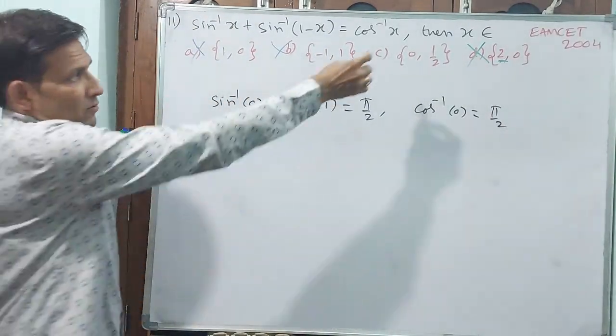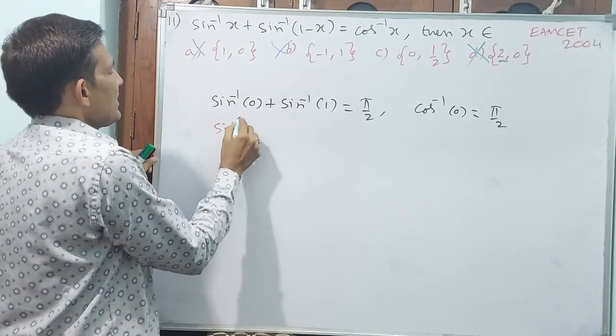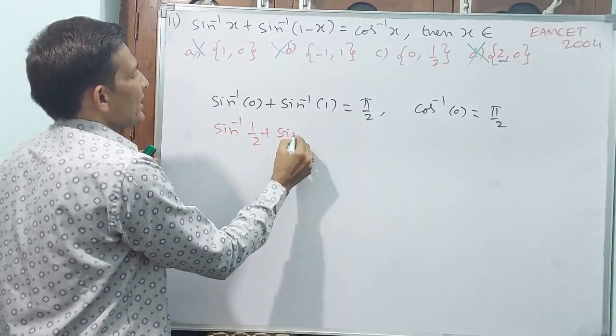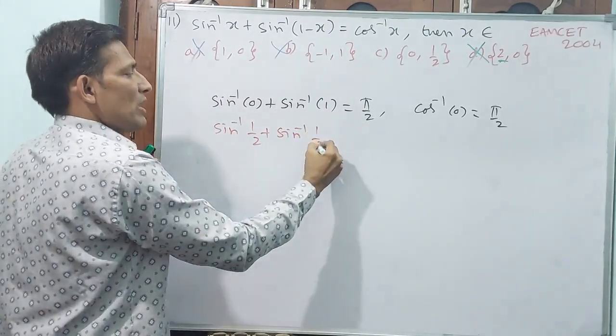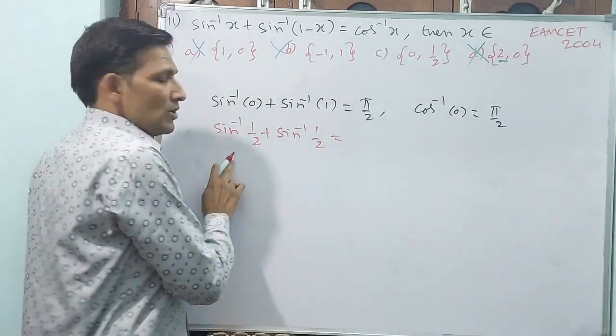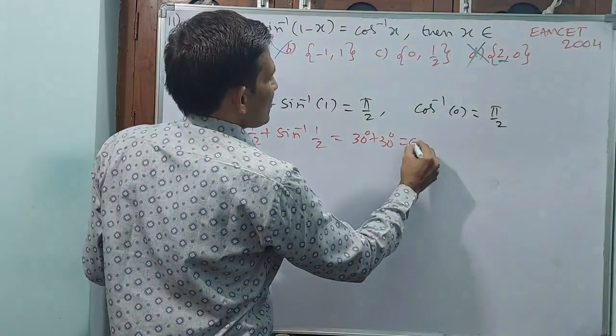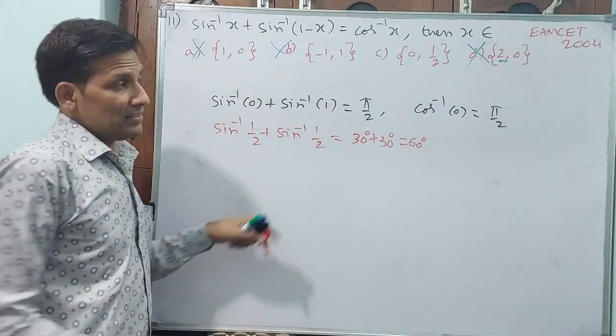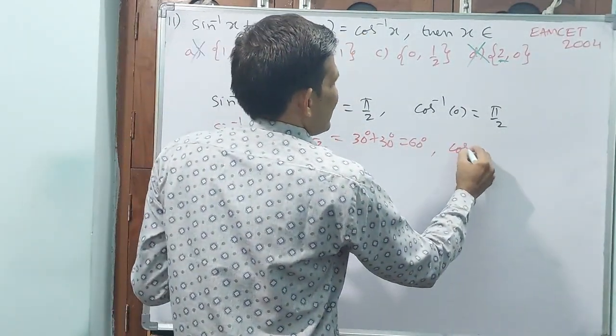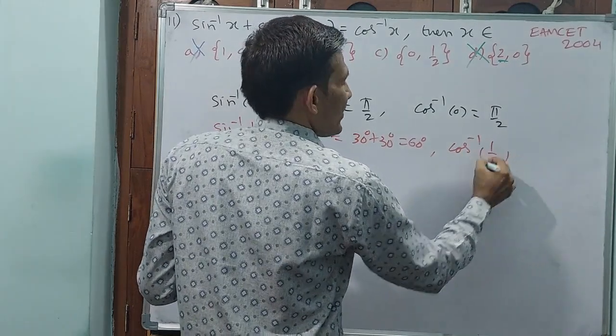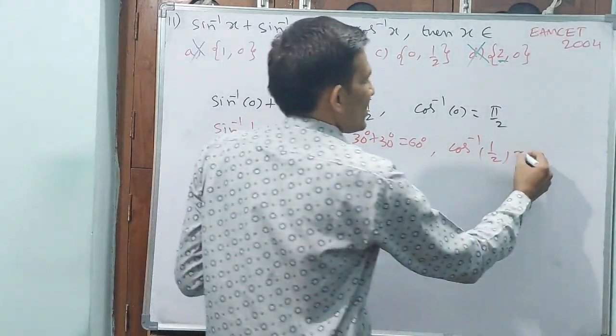What about 1/2? 1/2 also you go. Sin inverse 1/2 plus sin inverse 1 minus 1/2, again 1/2. That is equal to 30 degree. 30 degree plus 30 degree, that is equal to 60 degree. This is LHS. Now go for RHS. Cos inverse 1/2. Cos 1/2 will come at 60 degree.